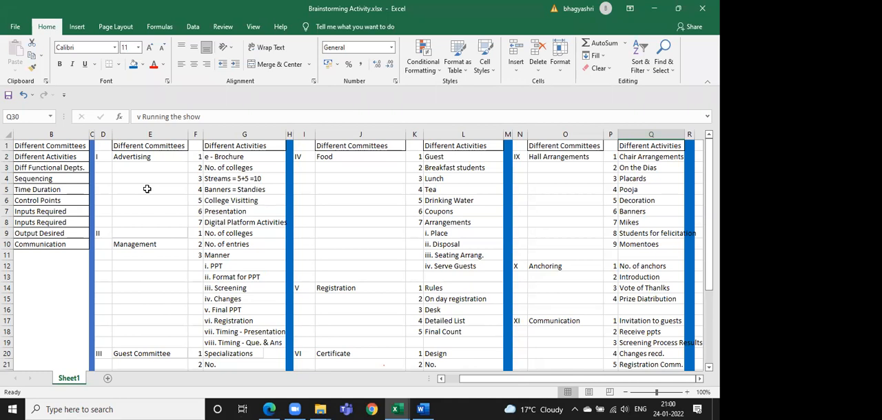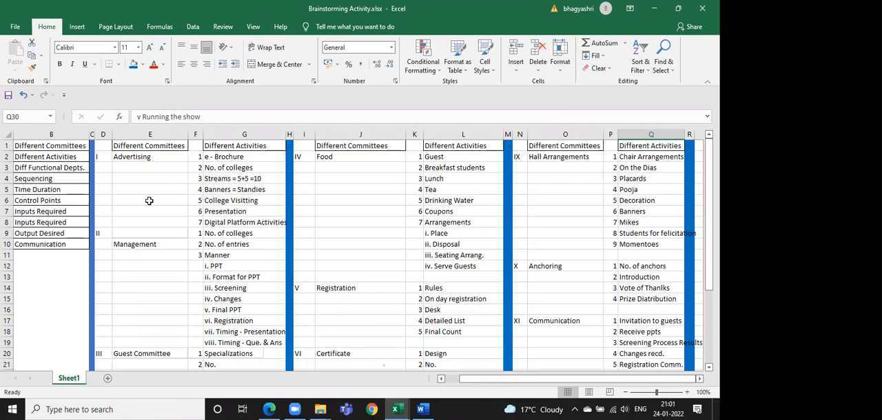Now if you look into the chart that we have listed: committees, activities, sequencing. We have just dotted down the activities. Probably we can move a point here and there for sequencing of the activities. Then inputs required and outputs desired, right? So what are the inputs required? For the purpose of advertisement, the inputs required are the decisions given in the meetings of the management, the faculty and the student in charge meetings, whatever has been decided.